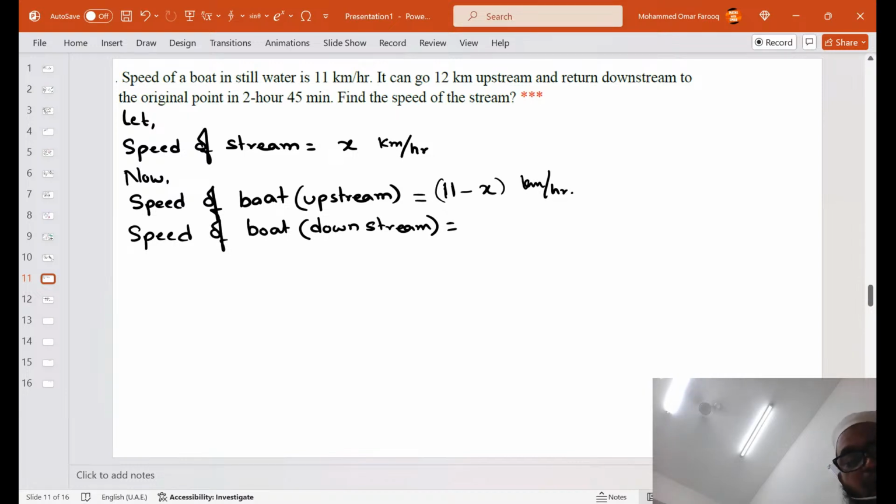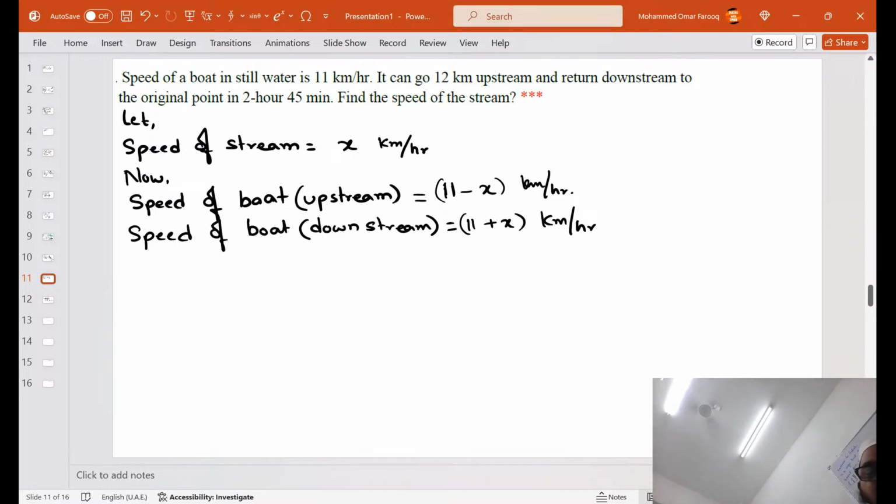Prithvi, how means what? Bache, if the speed of boat is greater, then only it can go up. Otherwise, it cannot go upstream, right? So that means it is evident that speed of the stream is less than the boat. That's why it went up and came down. So very good. Downstream is 11 plus x. That is good.